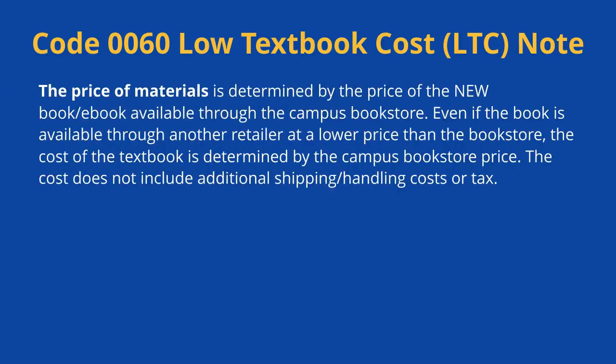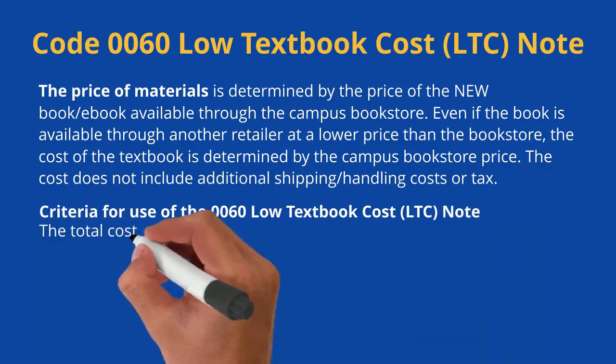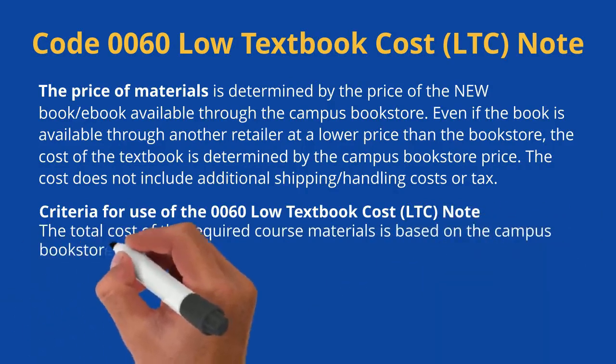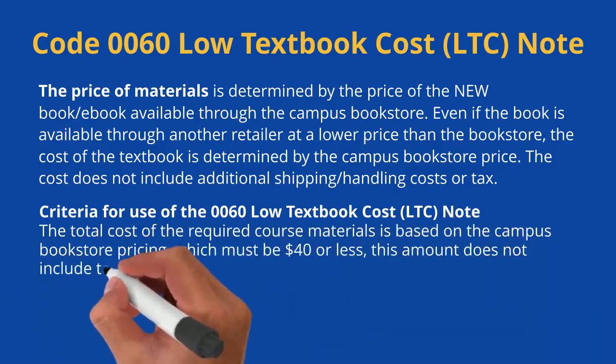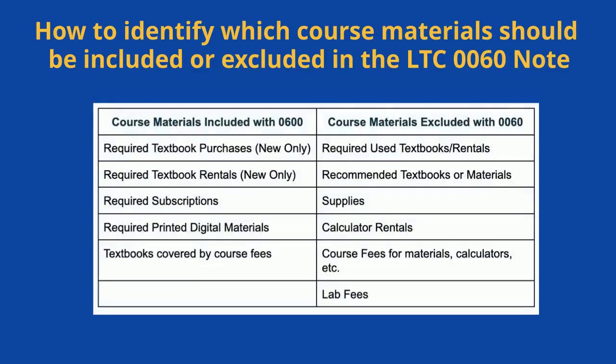The price of the materials is determined by the price of the new book or ebook available through the campus bookstore, even if the book is available through another retailer at a lower price than the bookstore. The cost of the textbook is determined by the campus bookstore price. The cost does not include additional shipping or handling cost or tax. The criteria for use of this note is that the total cost of the required course materials is based on the campus bookstore pricing, which must be $40 or less. This amount does not include taxes or shipping and handling. In our resource guide, you will find many examples of what course materials are included or excluded when using this code.